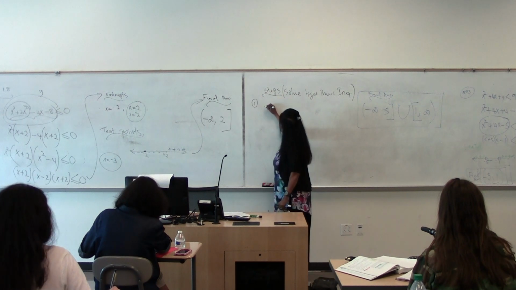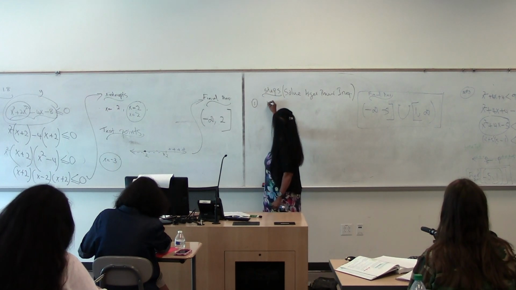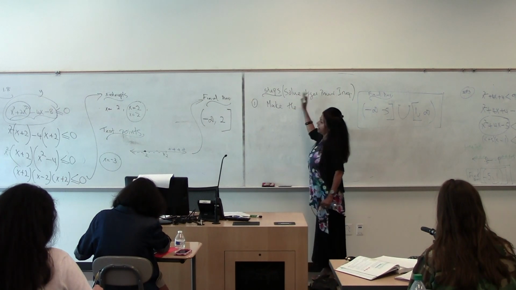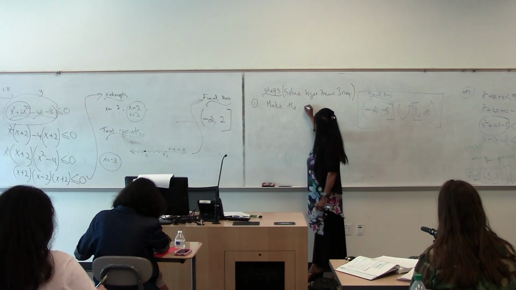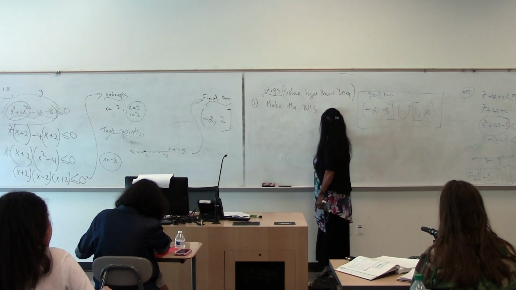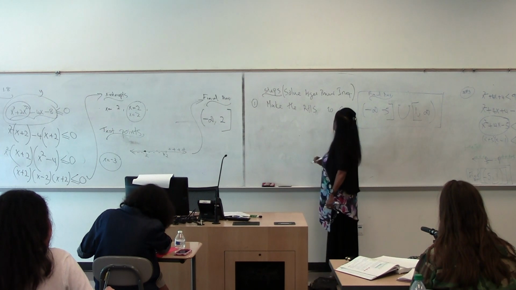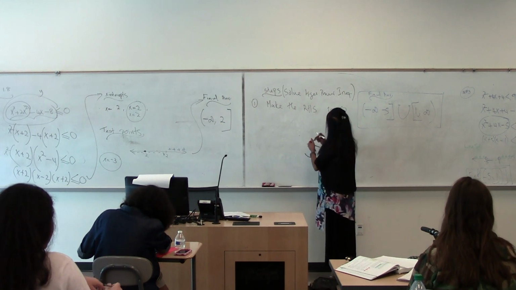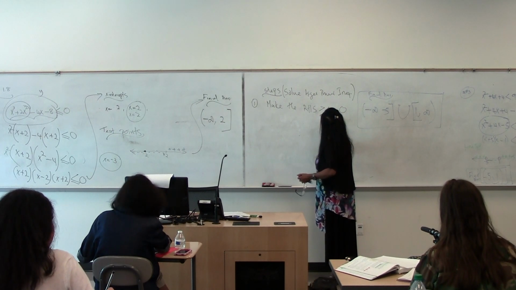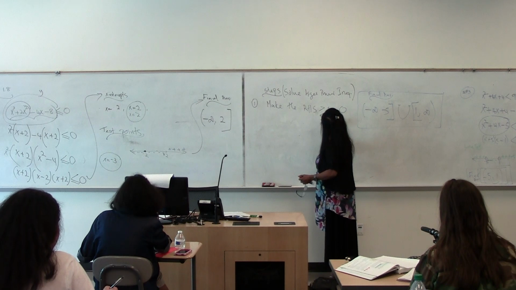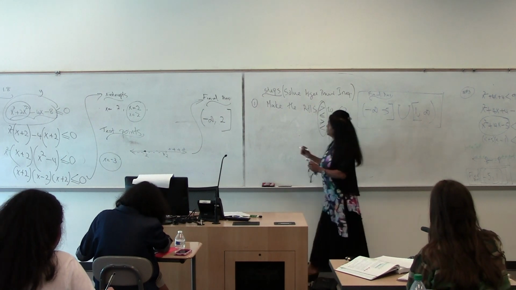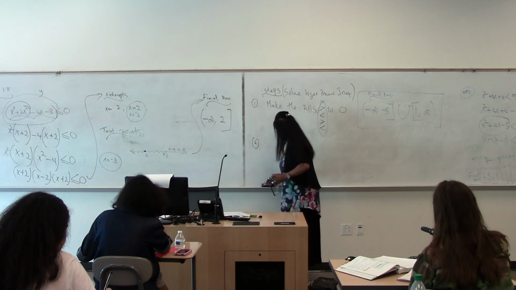Okay, what's the first step? Make the right hand side equal to 0. It could be less than, greater than, less than or equal to, greater than or equal to. We have one of these, right?